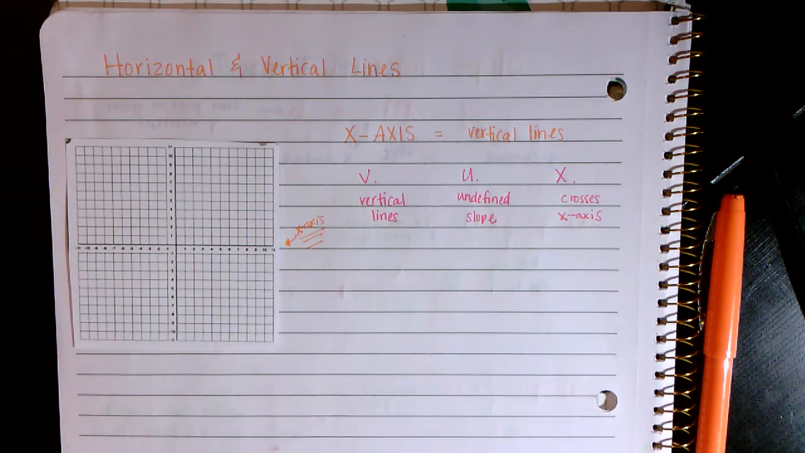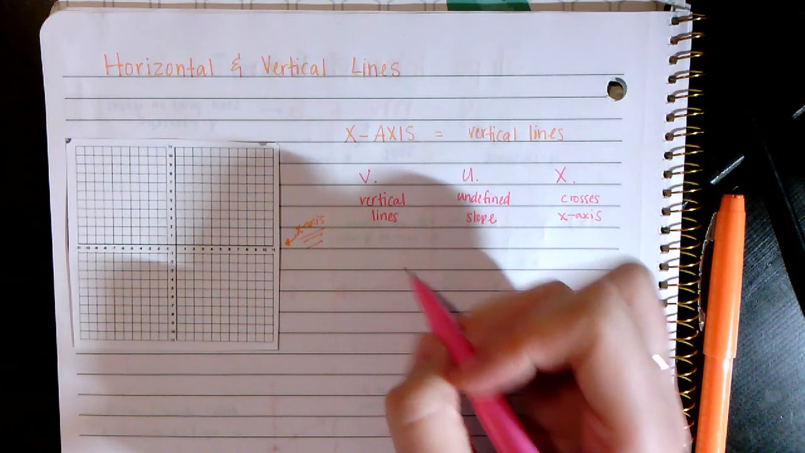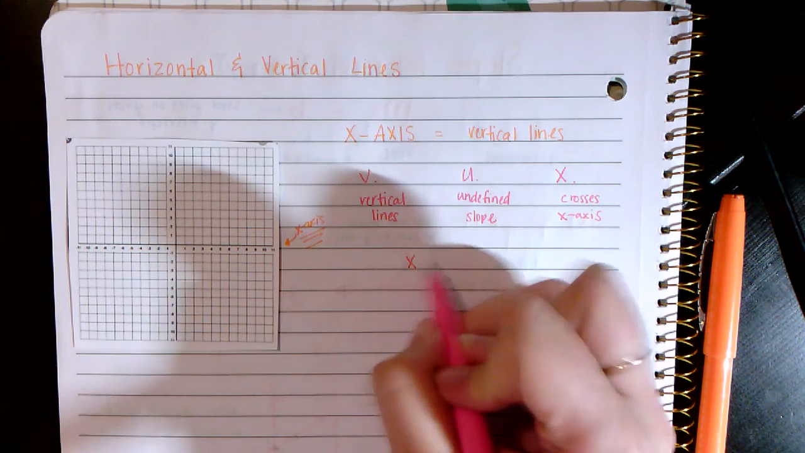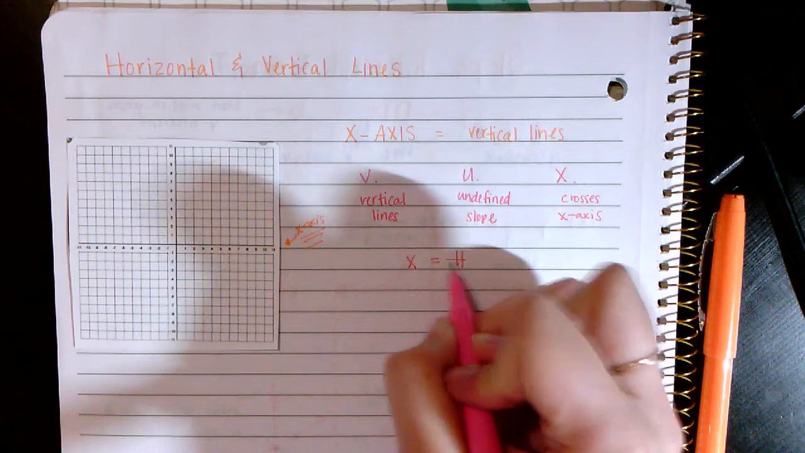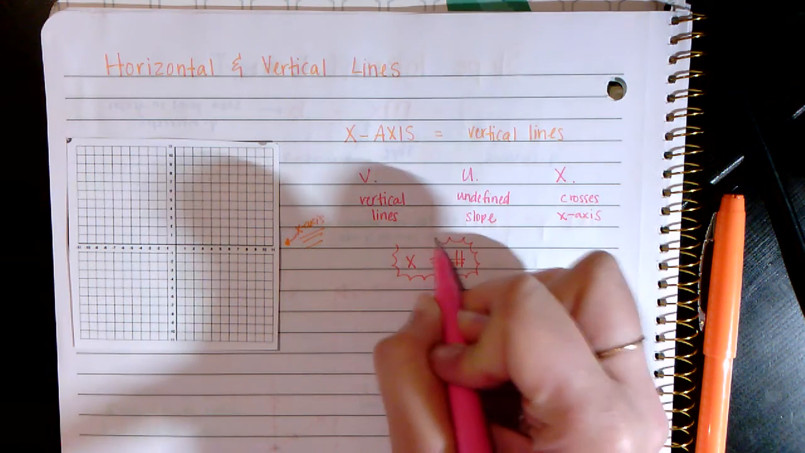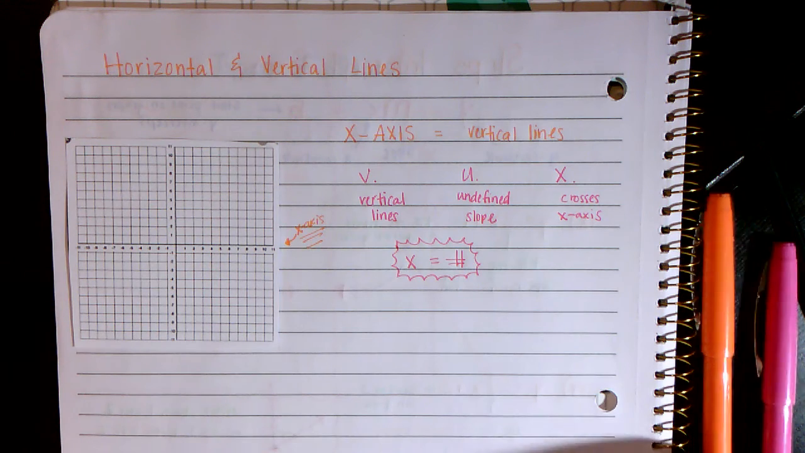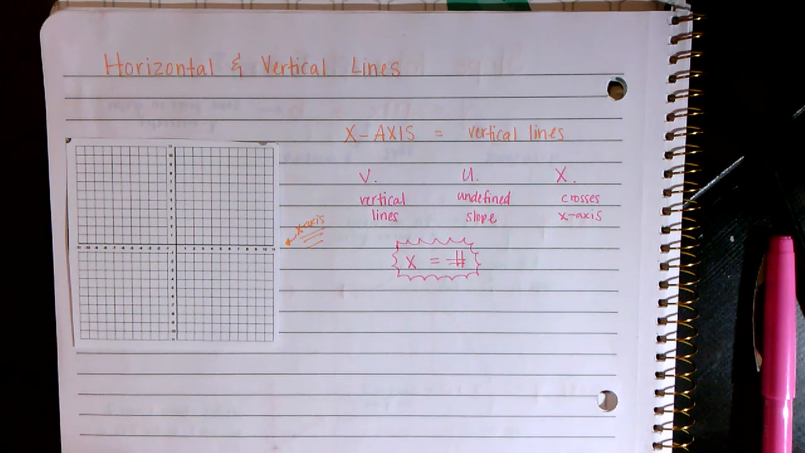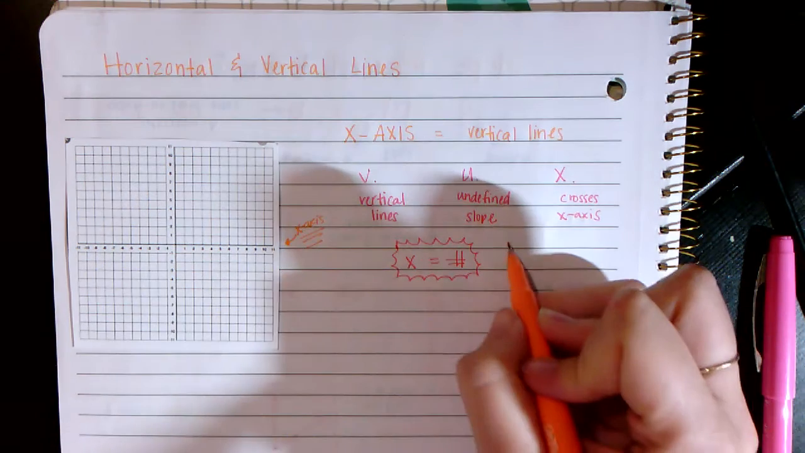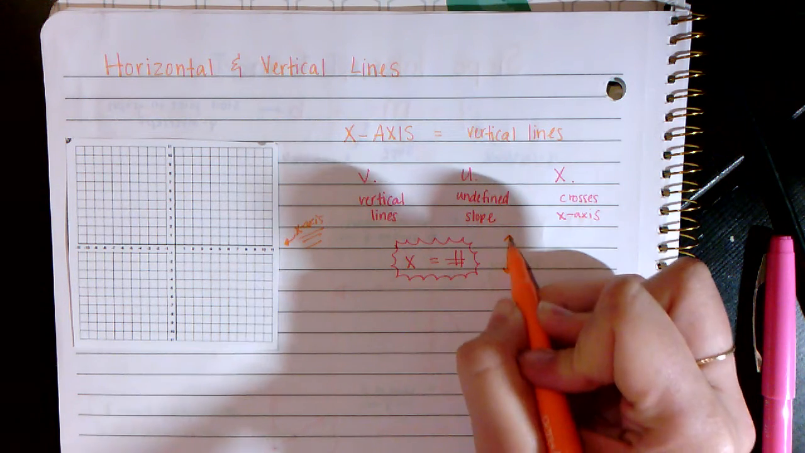Okay? So vertical lines will always look like x equals a number. Always. There will be no other letters, just x equals a number. It's the only thing. It'll be a vertical line. So it will look like this. It will go up and down.